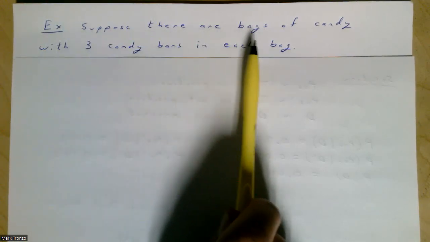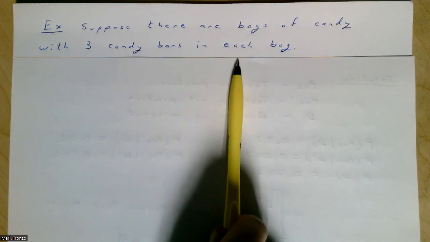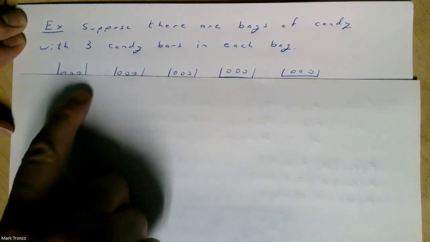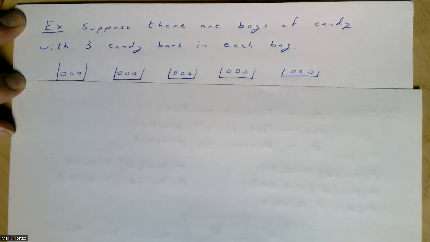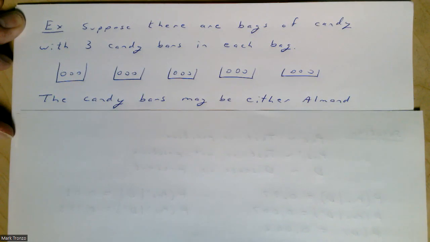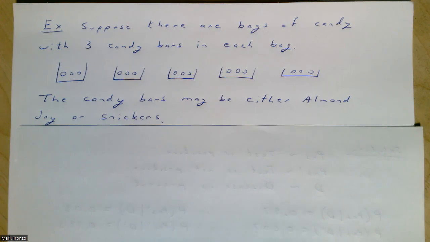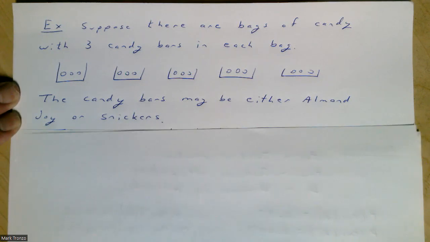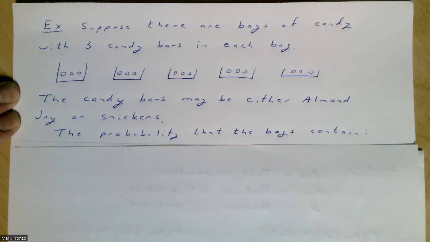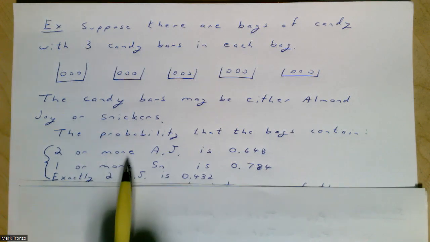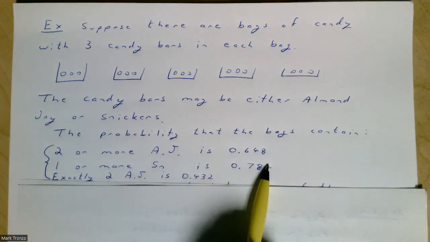So suppose there are bags of candy with 3 candy bars in each bag. And so you have a bunch of bags, each with 3 candy bars. And the candy bars may be either Almond Joys or Snickers, some fairly common candy bars. Snickers has traditionally been one of the most popular candy bars. And the probability that the bags contain 2 or more Almond Joys is 0.648.